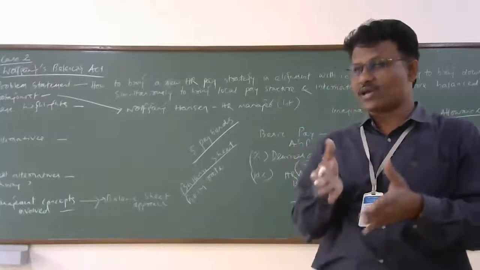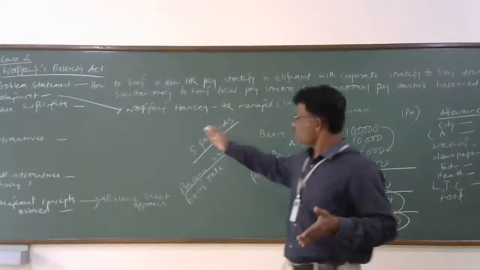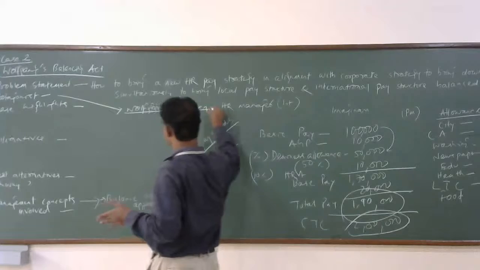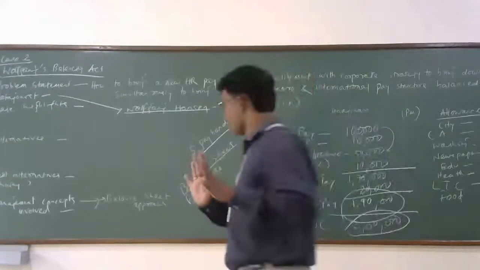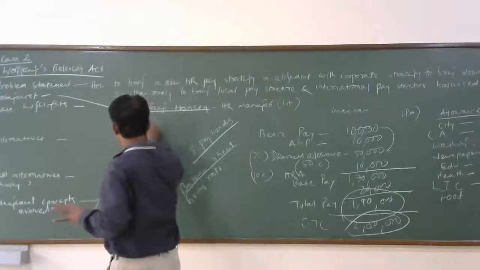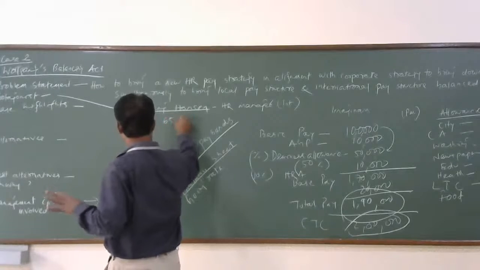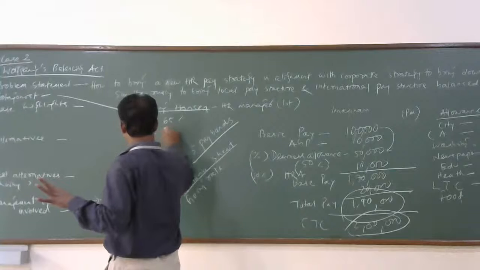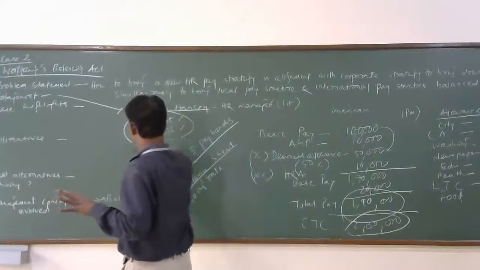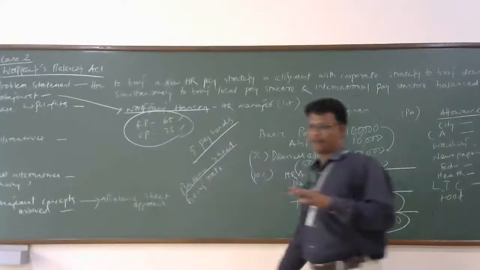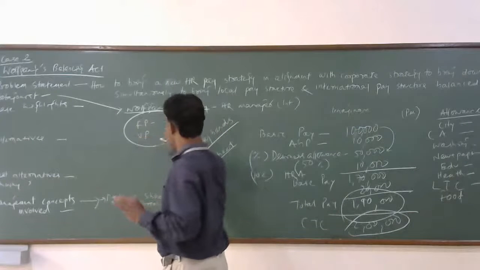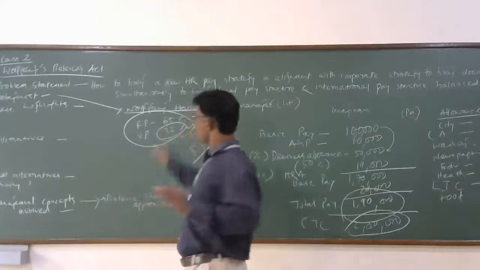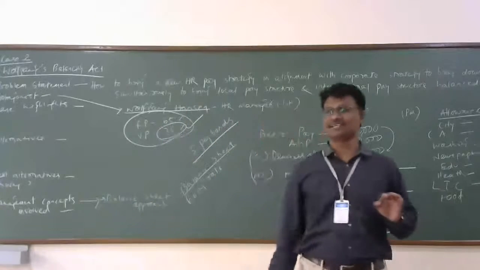So what happens when Mr. Wolfgang Hansen plans? The current plan is fixed pay 65% and variable pay 35%. This is the current structure. He wants to change it. He wants to increase this. Why? Why increase this variable pay?